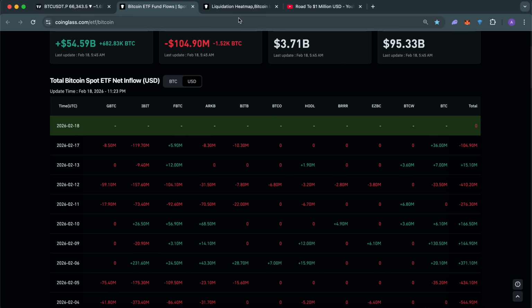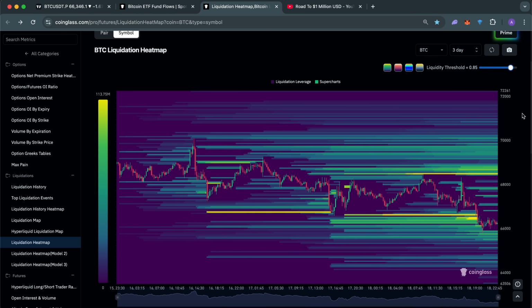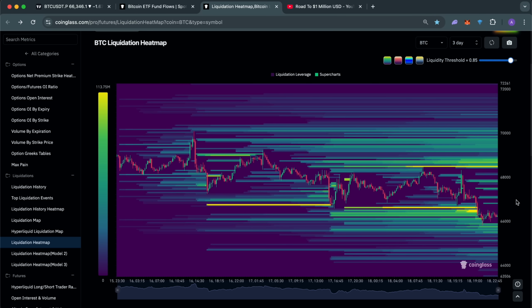on the Bitcoin price. Next, taking a look at the Bitcoin liquidity analysis. First of all, on the 3-day time frame, we just took out a bunch of liquidity to the downside around 66.5k, and now there is quite a bit of liquidity to the upside, sitting at 68.5k.